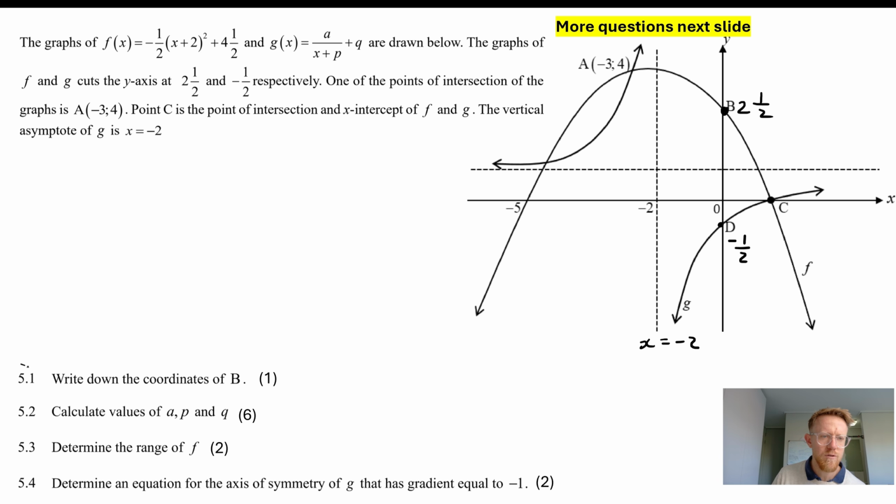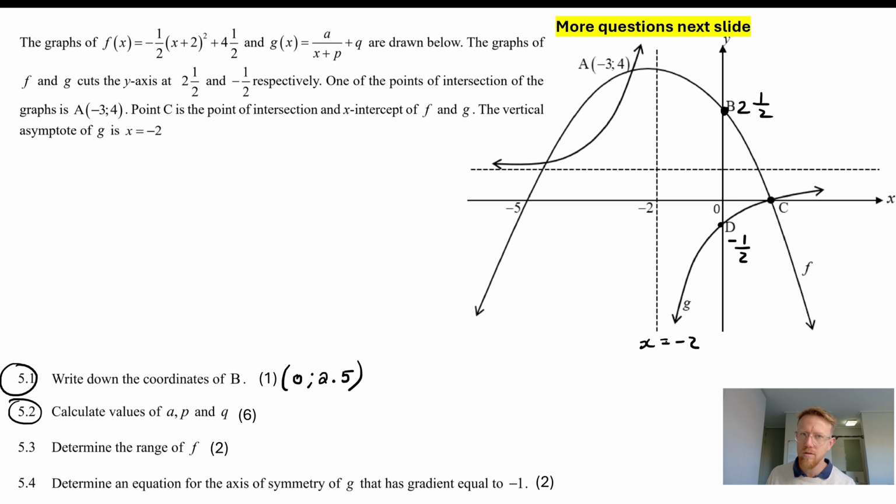Okay, first question, and then we have a 6 mark coming up. Jeepers. Write down the coordinates of B. So B is, okay, very easy. We know that it's got an x value of 0 and a y value of 2.5. So I'm just going to say 2.5. Okay, this question, calculate the values of A, P, and Q.